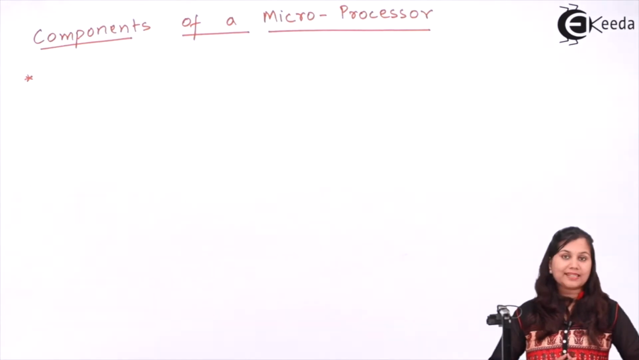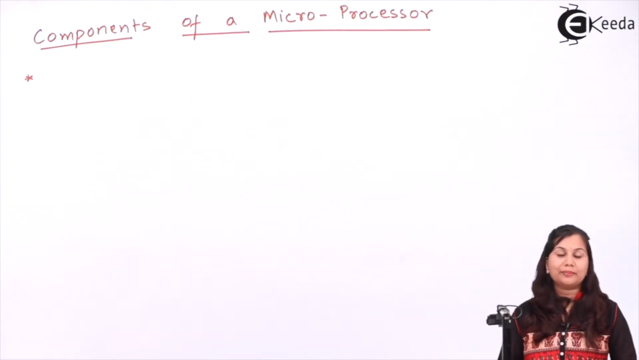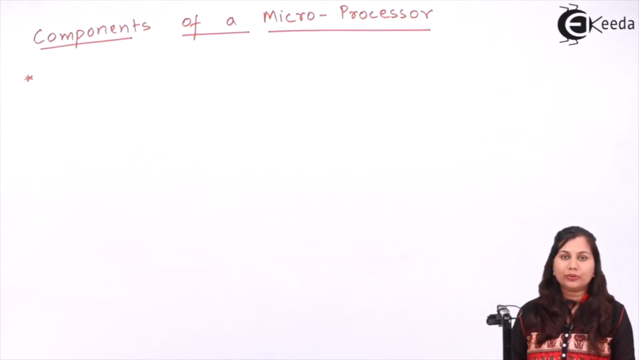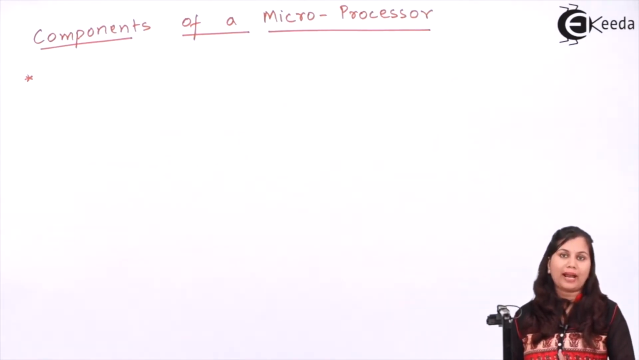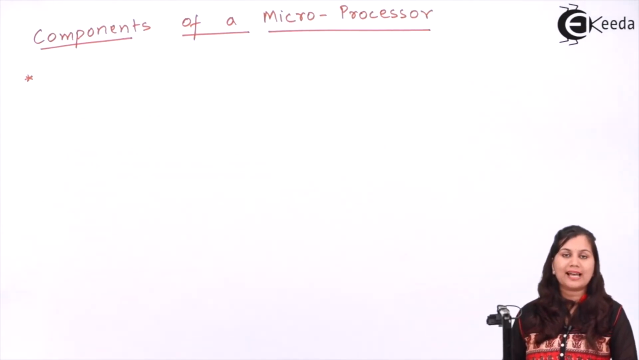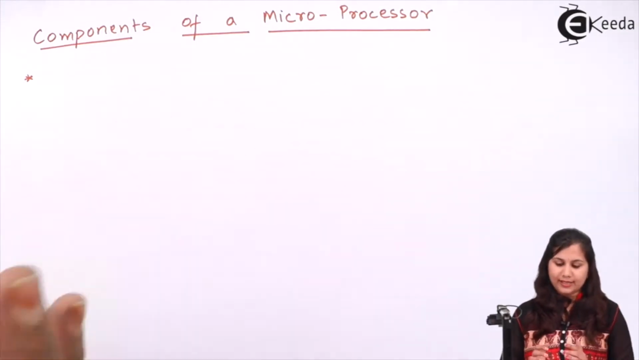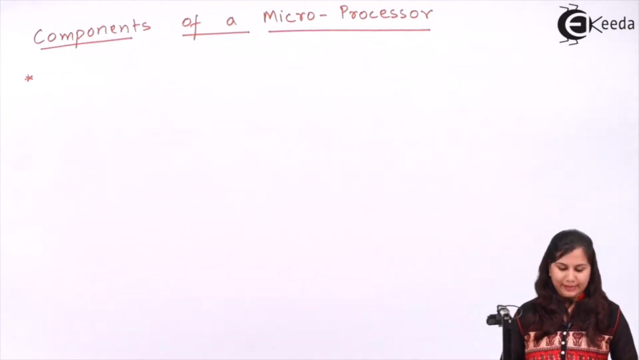Because, as we have said, the microprocessor is a programmable device, so there should be some memory to store the program and the instructions. The microprocessor performs different types of operations, so there should be some arithmetic and logical unit for performing these operations. Also, there should be some registers to store and hold the result of the operations, and there should be input and output devices. So let's draw the block diagram of these components of the microprocessor.